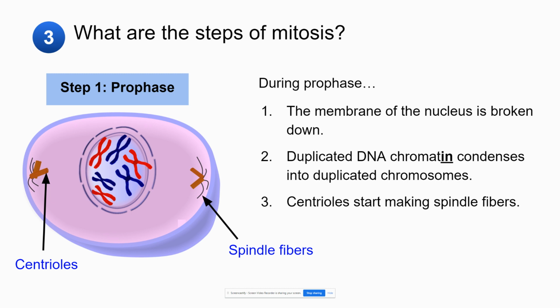Lastly, we can see that the centrioles, that special organelle that was created during G2 of interphase, have migrated to opposite sides of the cell and are starting to create these little string-looking things. These are called spindle fibers, and they'll have a job to do during mitosis.